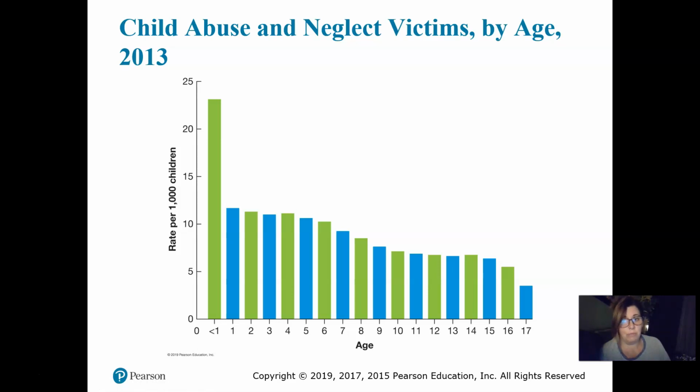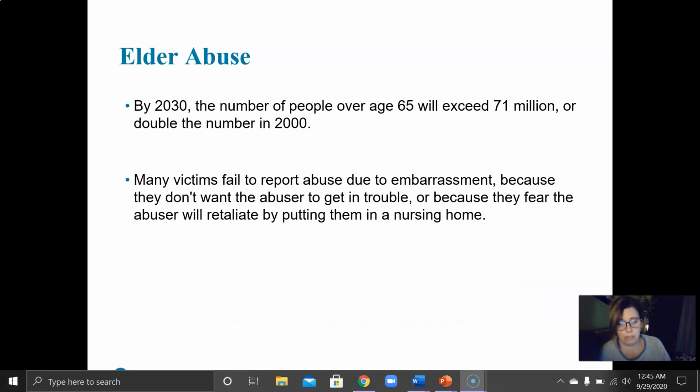I wish these numbers were all at zero, but that's not our facts, and our system needs to change greatly. Each year, hundreds of thousands of adults over the age of 60 are abused, neglected, or financially exploited. Many victims don't report abuse because they're embarrassed, or they don't want the abuser to get in trouble or retaliate by putting them in a nursing home or escalating the abuse.